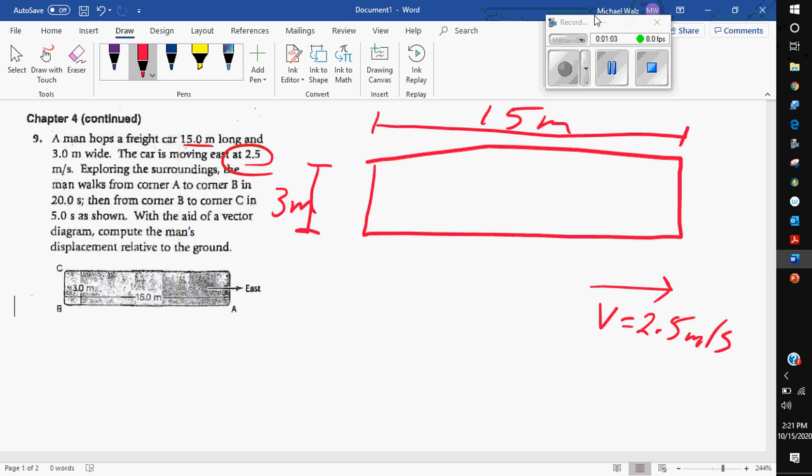Explain the surroundings. A man walks from corner A to corner B. So this is corner A, and he walks from corner A down to corner B. In other words, he walked 15 meters, right? From corner A to corner B. I'm just trying to organize all this. Oh, it took 20 seconds. So the time was 20 seconds for A to B.